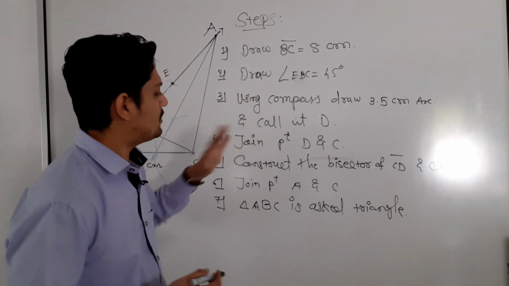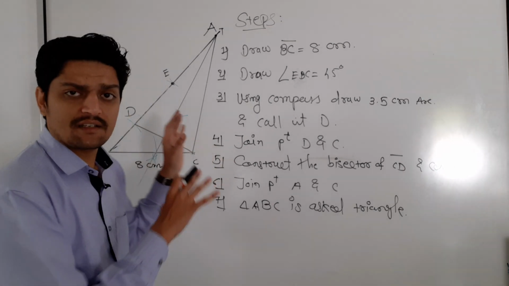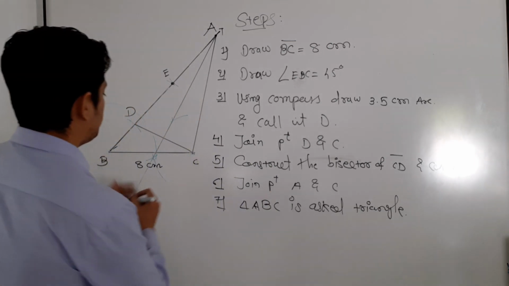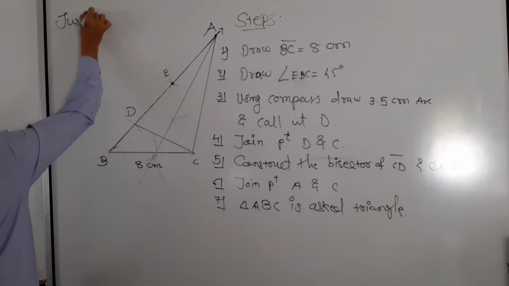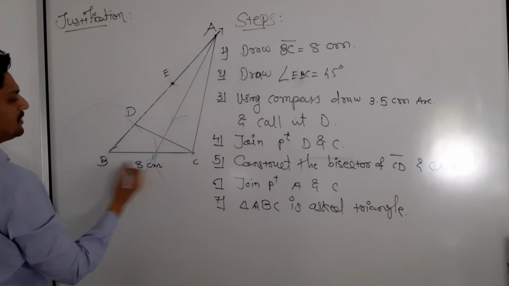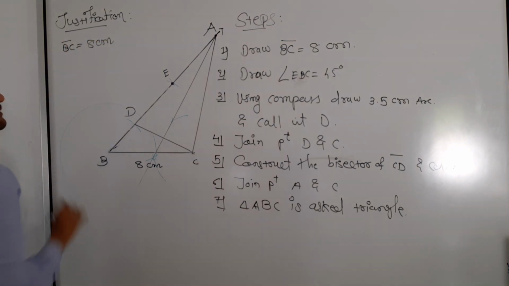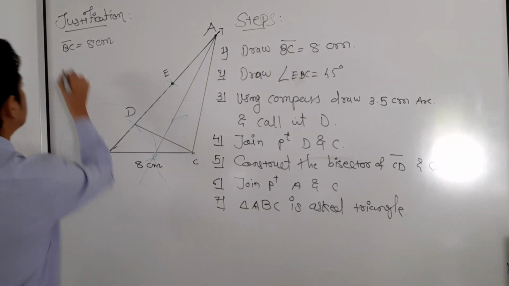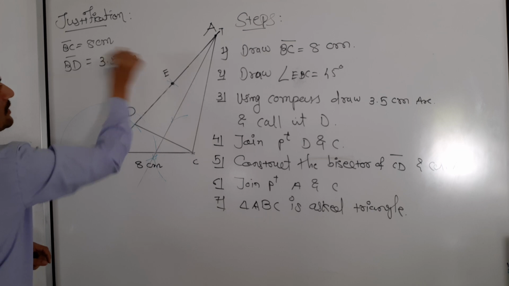So justification you have to write. In justification, which thing we have calculated, just that thing you have to repeat. For example, let me write here justification: line segment BC is equal to 8 centimeter. BD we have measured now, so line segment BD is equal to 3.5 centimeter.